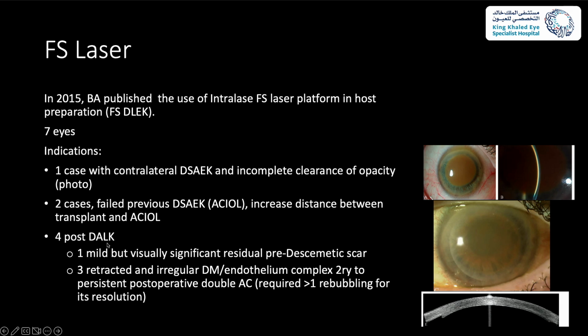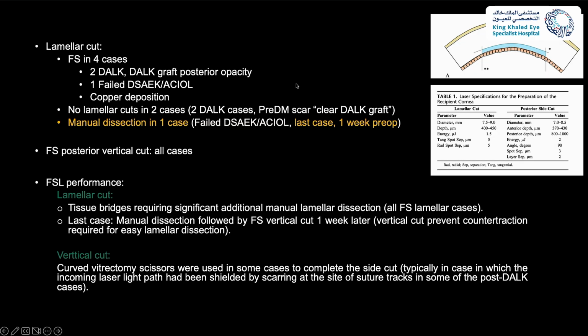4 cases were post-DALK, in which 1 case had mild but visually significant residual pre-Descemetic scar, and 3 had retracted and irregular DM endothelium complex secondary to persistent post-operative double AC after the procedure. So what was the outcome? Femtosecond was used in all cases to do the vertical posterior cut. However, for the lamellar cut, in DALK cases, you do not need to create a lamellar cut because you already have a lamellar cut in the cornea. You basically need to do the vertical cut. And so no lamellar cuts were done in the DALK cases, as I said.